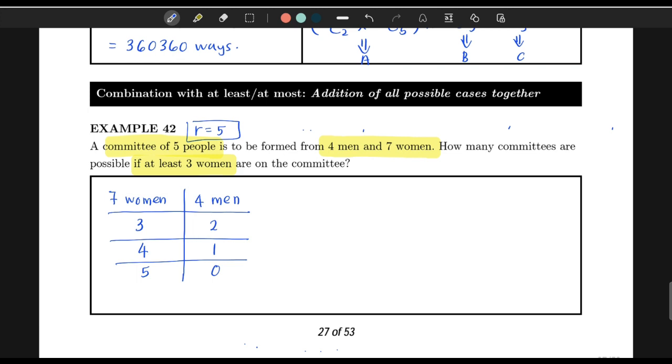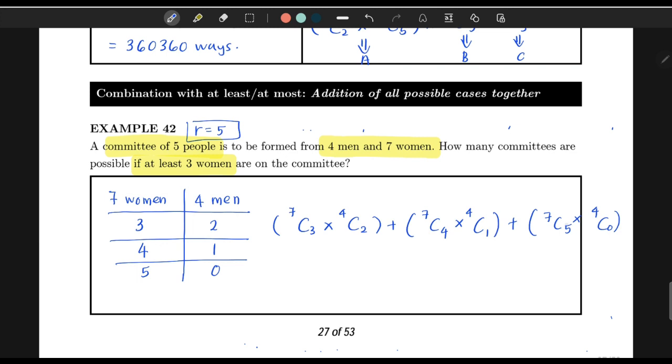So what is the solution? The committees possible is, from 7 women we can choose 3, and from 4 we can choose 2, or from 7 we can choose 4 women, and from 4 men we can choose 1 member, or 7C5 and 4C0.